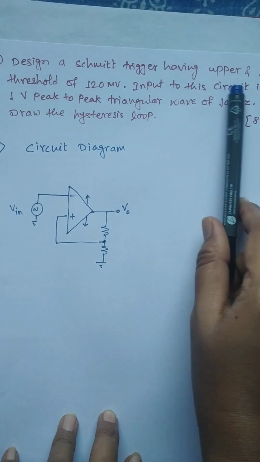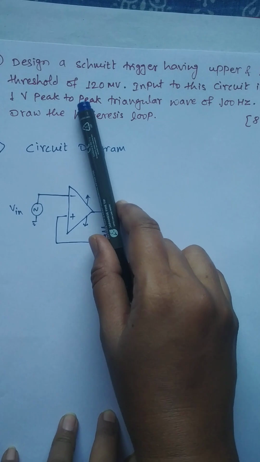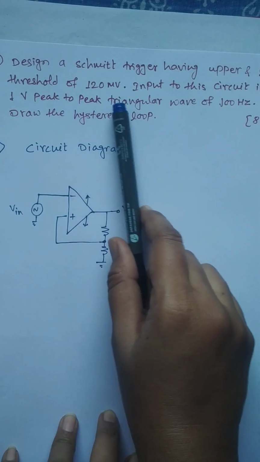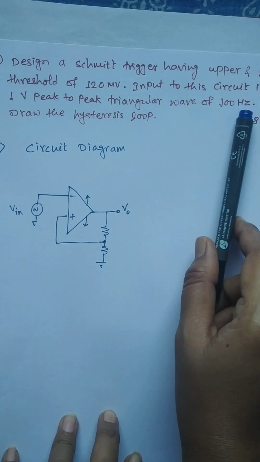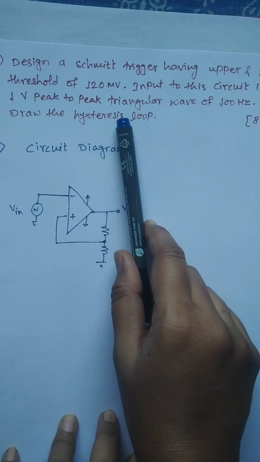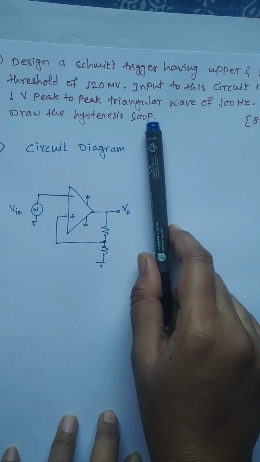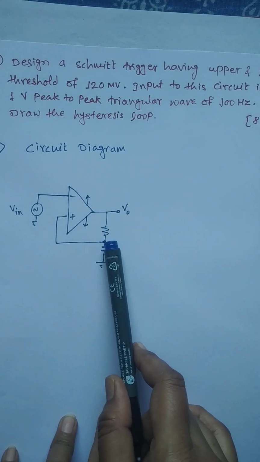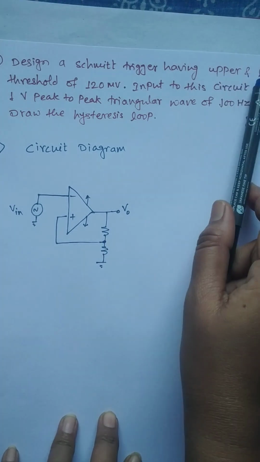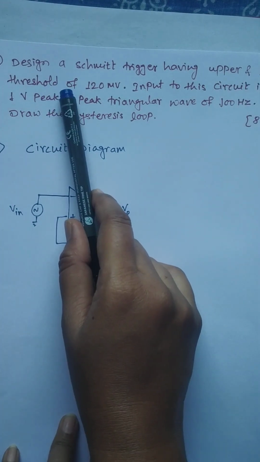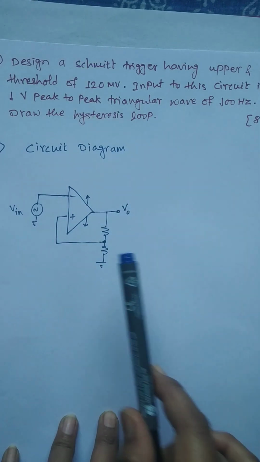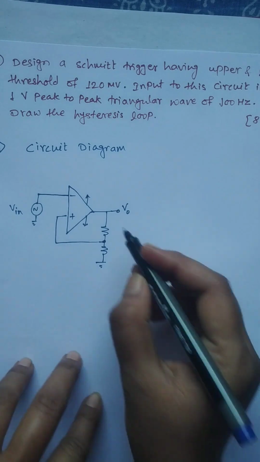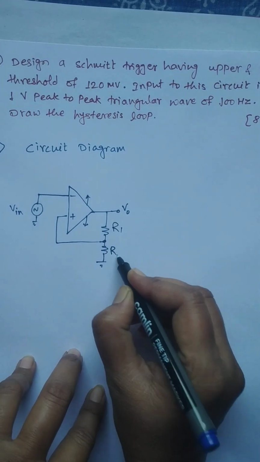Design a Schmitt trigger having upper and lower threshold of 120 millivolt. Input to this circuit is a 1 volt peak to peak triangular wave of 100 Hz. Draw the hysteresis loop. So as soon as Schmitt trigger is there, first you have to draw the circuit diagram. Now again, upper and lower threshold are given the same, 120 millivolt, which means we need to draw the same diagram whatever we have studied up till now. Okay. So let us mention this as R1 and R2.